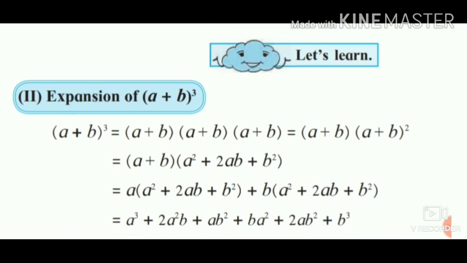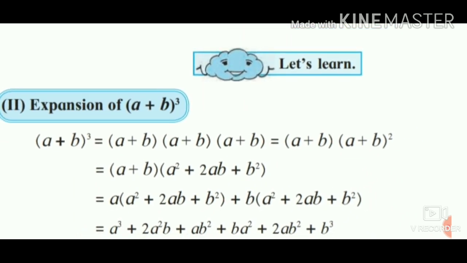Now in the second step, the first bracket is again written the same, whereas the second bracket, that is (a + b) the whole square, has been split into another expansion formula. What is (a + b) the whole square? a square plus 2ab plus b square. In the third step, the first bracket's a has been multiplied by the second bracket, plus the first bracket's b has been multiplied by the second bracket. So a into the bracket, that is a square plus 2ab plus b square, gives you what?